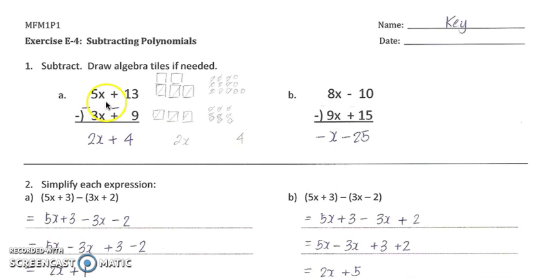So we have 5x, take away 3x, which is 2x. 13, take away 9, which is 4. So your final answer is 2x plus 4. B. 8x minus 10, subtract 9x plus 15. So here I have 8x, take away 9x, I have negative 1x. Negative 10, take away 15, that is negative 10 minus 15, which is negative 25.